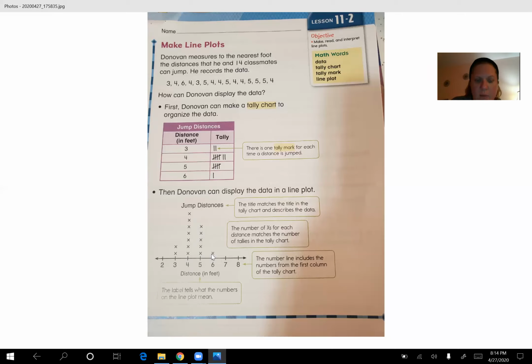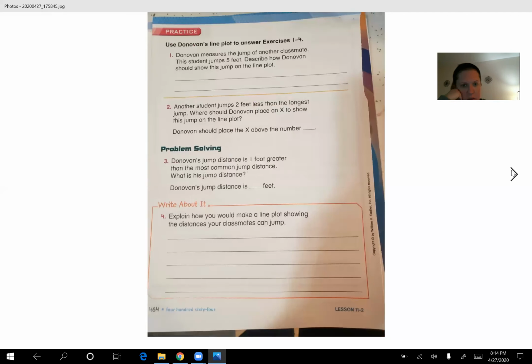5, 1, 2, 3, 4, 5. And how many people jumped 6 feet? 1 person. All right, so that's how you get all those little X's there. Ooh, that was a lot of information.